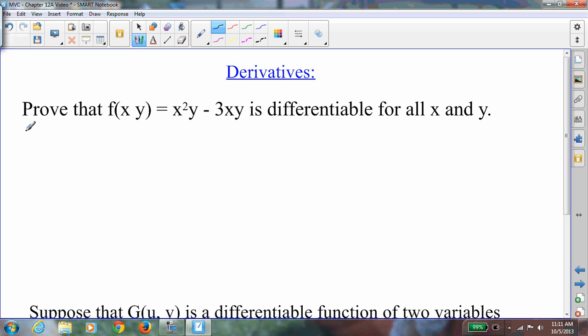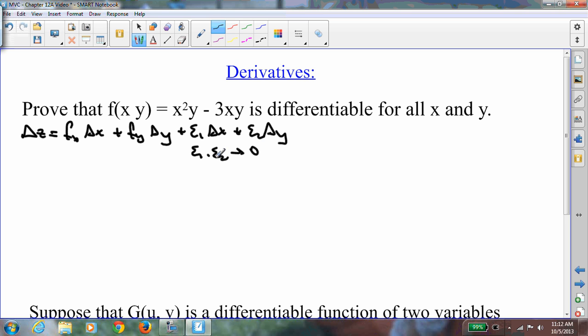We're trying to show that delta z equals f sub x delta x plus f sub y delta y. Those are our predominant terms. But we have anything extra, epsilon 1 delta x, and then any extra epsilon 2 times delta y. And as long as we can show that epsilon 1 and epsilon 2 approach 0 as delta x and delta y approach 0, then we've proved that it's differentiable. So I'm going to go ahead and do that with this example. So in this example, delta z would equal f of x plus delta x, if you recall from my first slide, y plus delta y, minus f of x, y.